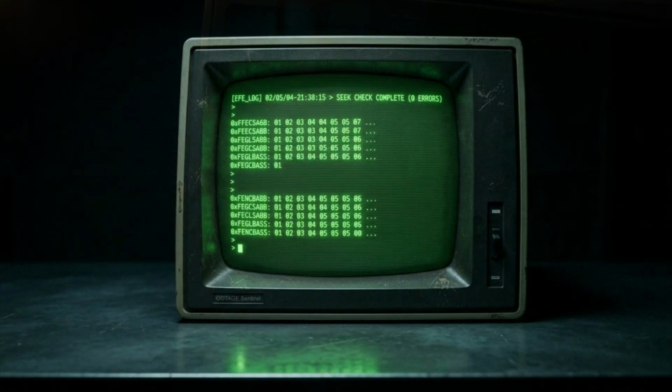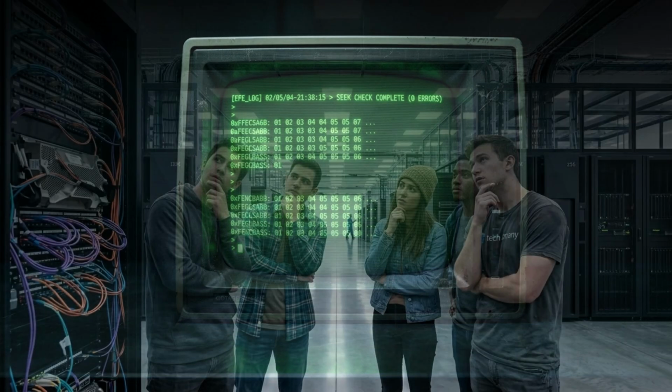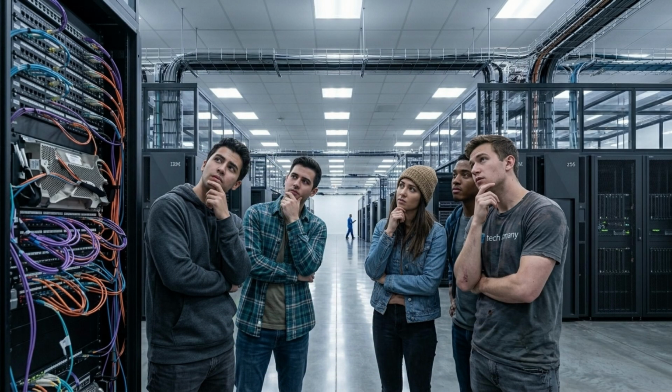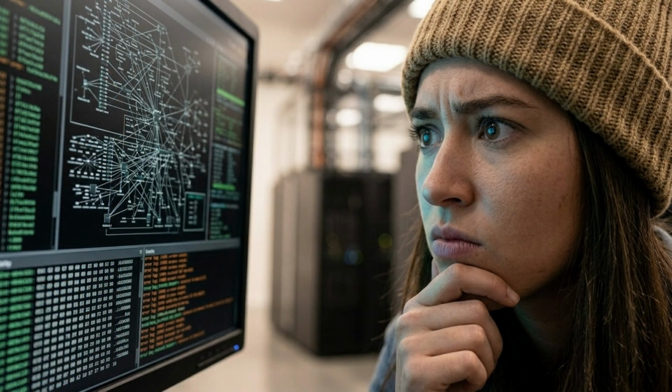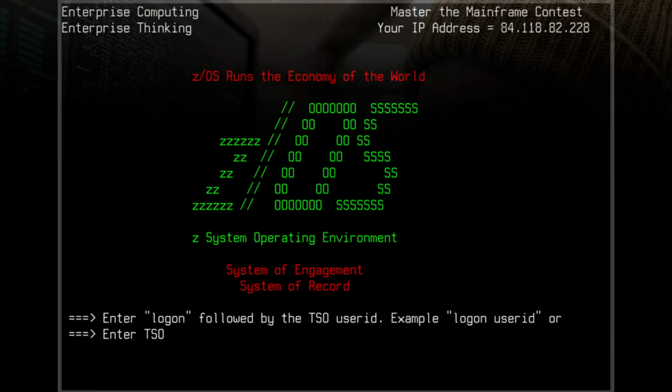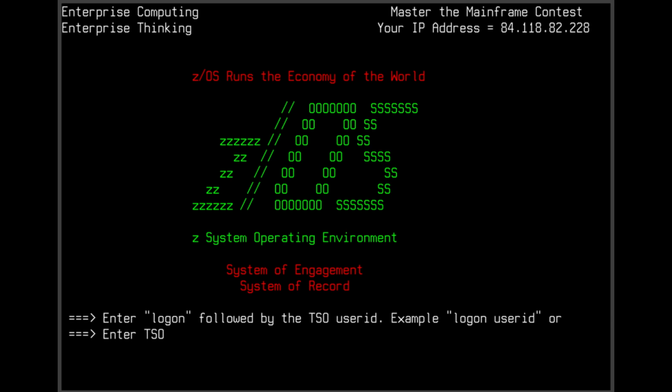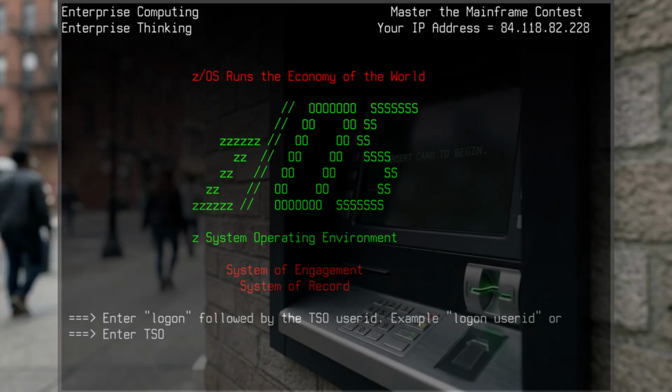An OS so old, so obscure, and so deeply embedded in the fabric of global finance that most software engineers alive today have never seen it, never studied it, and have absolutely no idea how it works. This is IBM z/OS. And if you've never heard of it, that's exactly the problem.